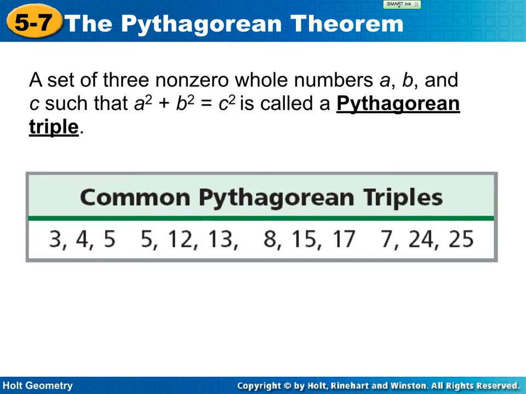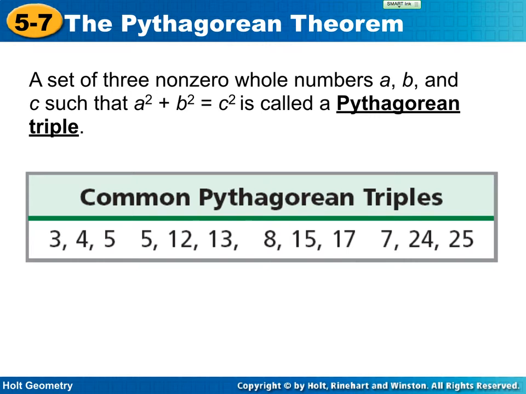If you know some Pythagorean triples, it just speeds up your work at times, because if you recognize 3, 4, 5 as a Pythagorean triple, if I give you a right triangle where the legs are 3 and 4, you can quickly come up with 5 for the other side. You don't have to take the time to calculate the Pythagorean theorem because you recognize it. So these are nice to know.